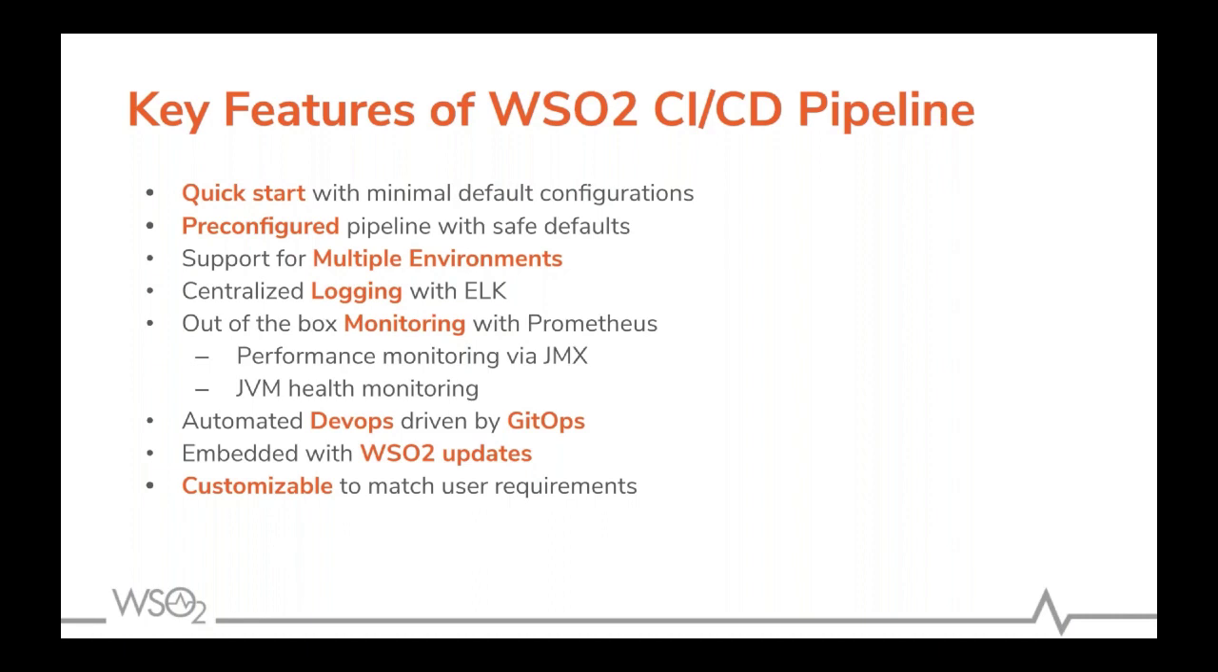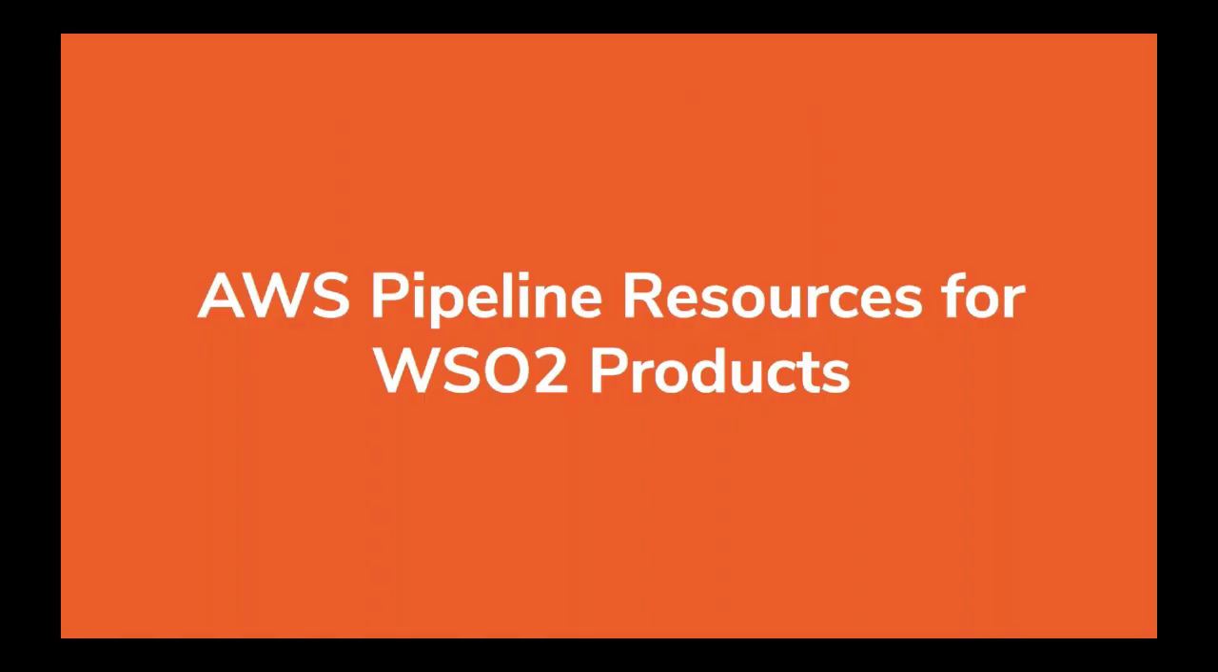So we have embedded the latest update delivery mechanism, the in-place update tool, into our WSO2 pipeline. Also, our pipeline is customizable to any user's requirements and it is very easy to customize according to your own use cases. Shafana will now explain the WSO2 AWS pipeline architecture.